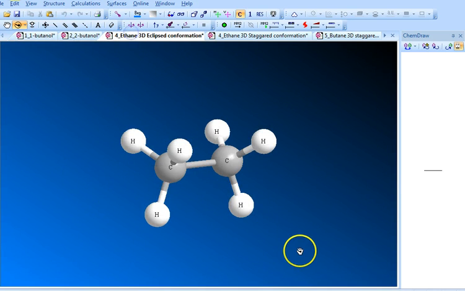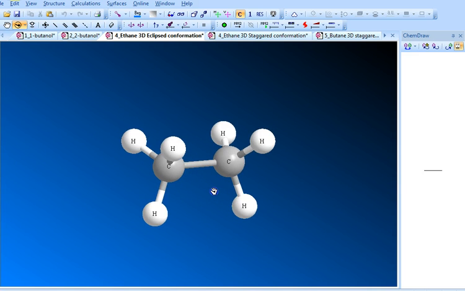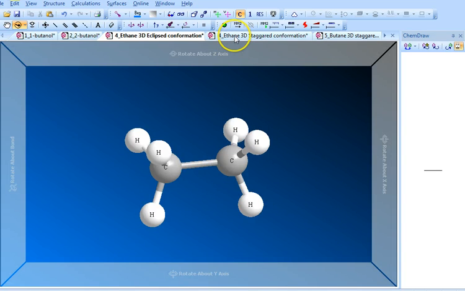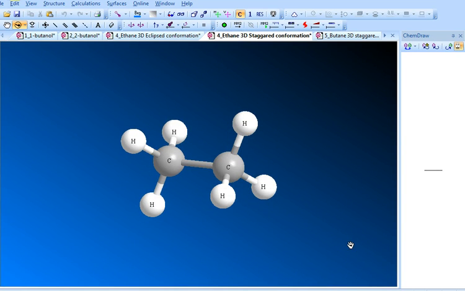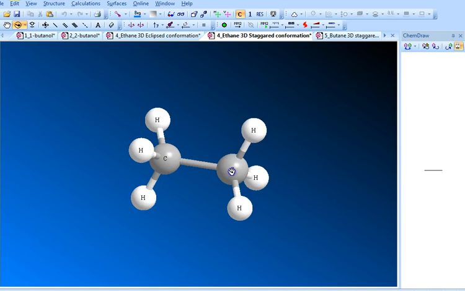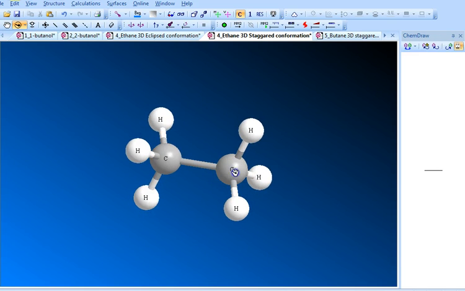Alright, so let's look at conformational isomers now. We said conformational isomers exist because of carbon-carbon bond rotation, and these rotations are free in nature. Carbon-carbon bond rotation around these two carbons is allowed, and it happens very rapidly at room temperature.